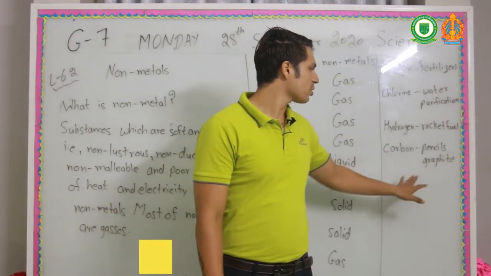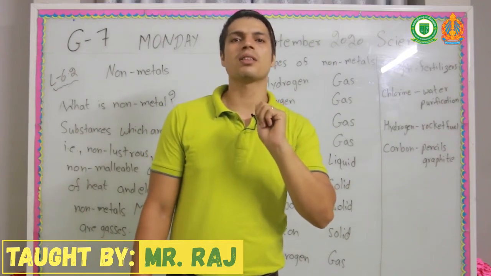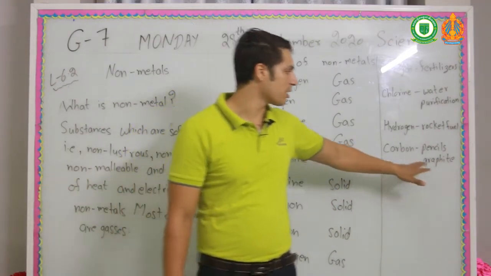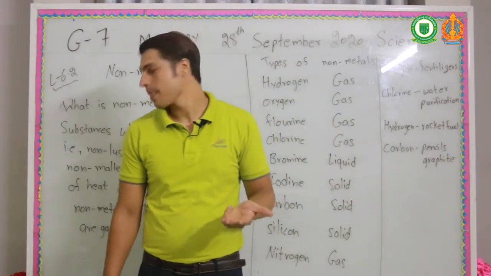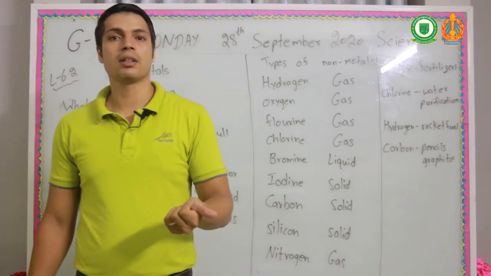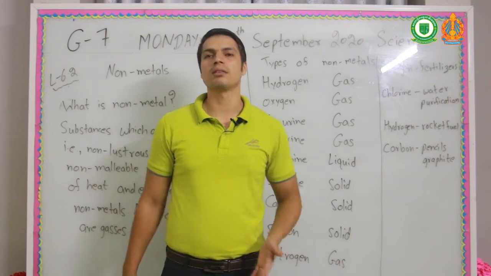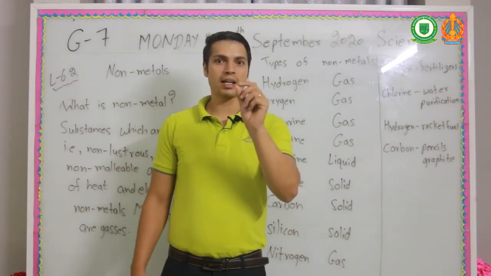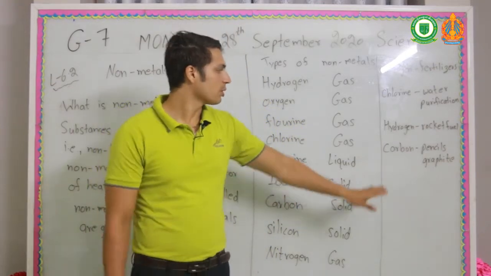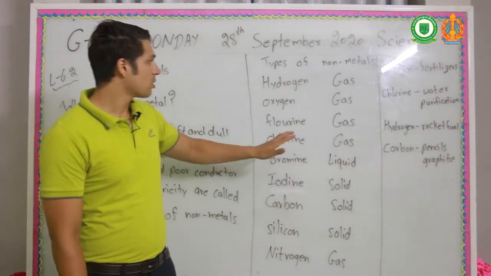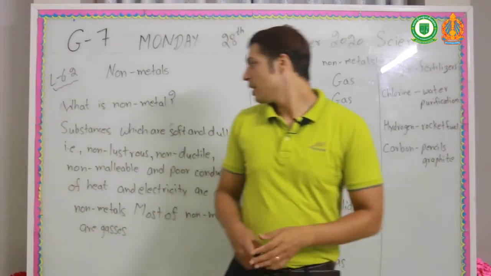Carbon is used in pencils. The tip of your pencil is made out of carbon, graphite, which is a type of carbon. I cannot find a pencil here, but if you have a pencil, we use it whenever we study. That black tip is carbon. So how do we differentiate metals and non-metals?